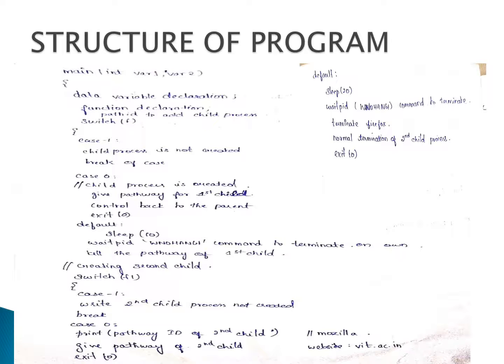Then we create the second child using a different switch case, where the first case displays that the second child is not being created, and then you break the case and go to the next case where you get the path ID of the second child. Once the path ID is given, this makes the second child get displayed, and then we give a sleep time of 20 seconds. In case the application is not getting terminated, we again use the WNOHANG command to terminate on its own, and then exit. Okay, this is our part.